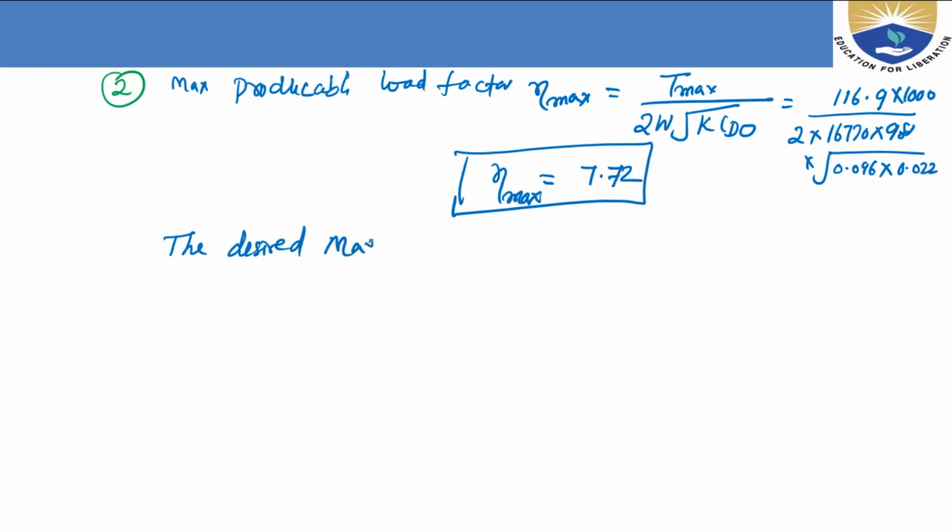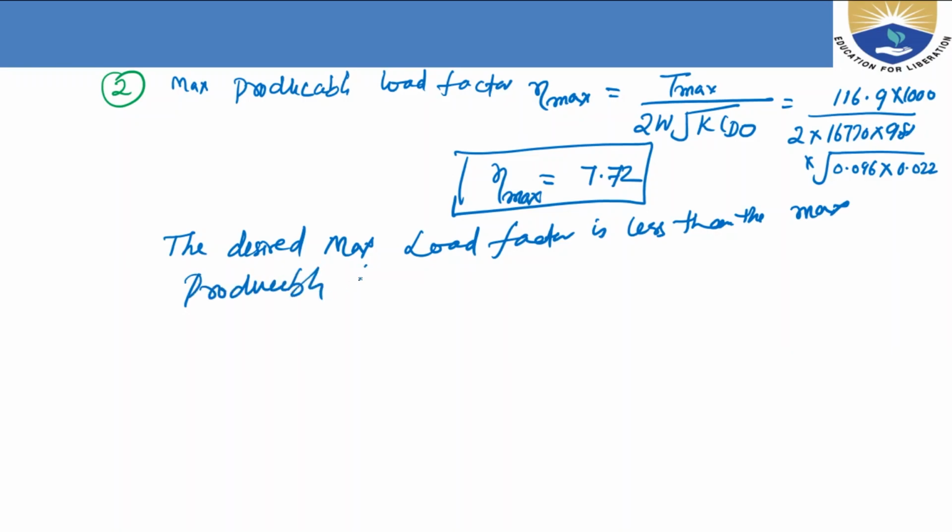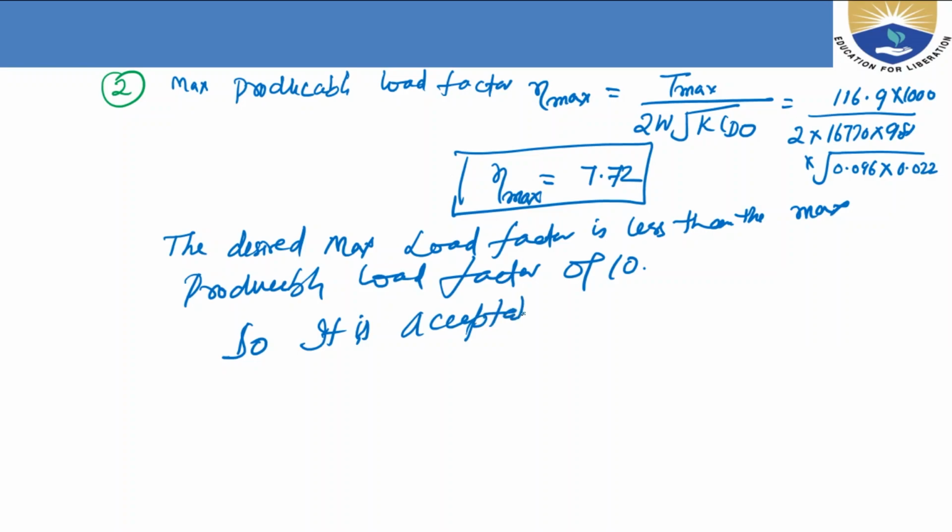So now the desired load factor is less than the maximum producible load factor of 10. So it is acceptable. And the maximum is also acceptable.